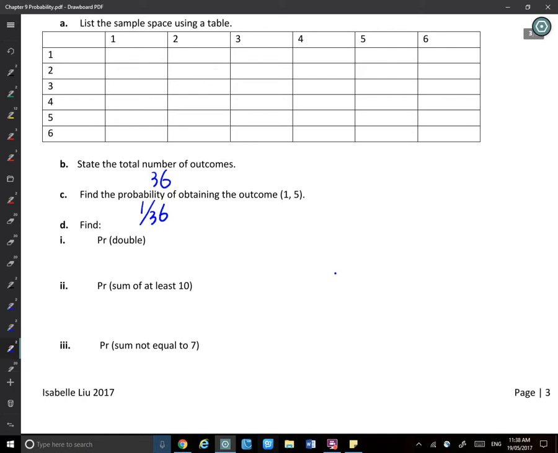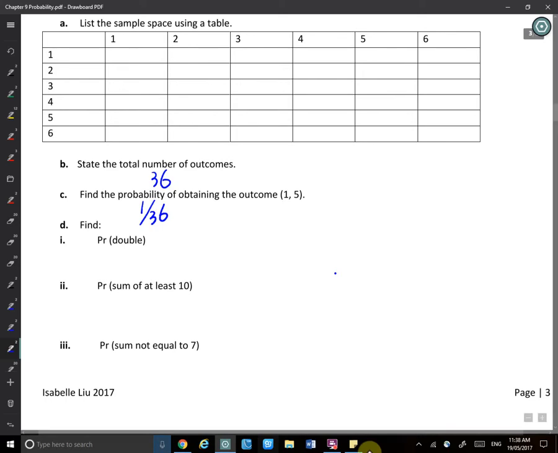Okay, what's the probability for a double? 1, 1, 2, 2, 3, 3, 4, 4, 5, 5, 6, 6. 6 out of 36, which gives you 1 on 6.